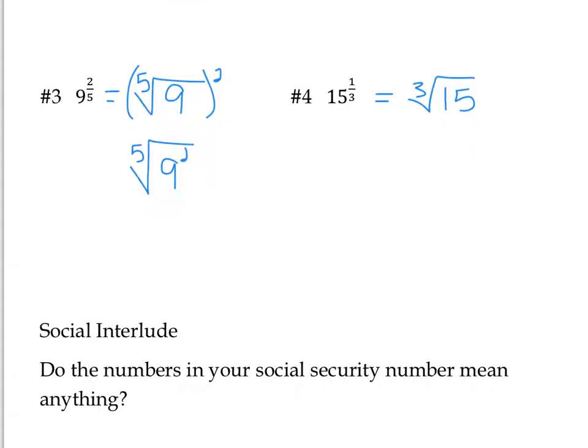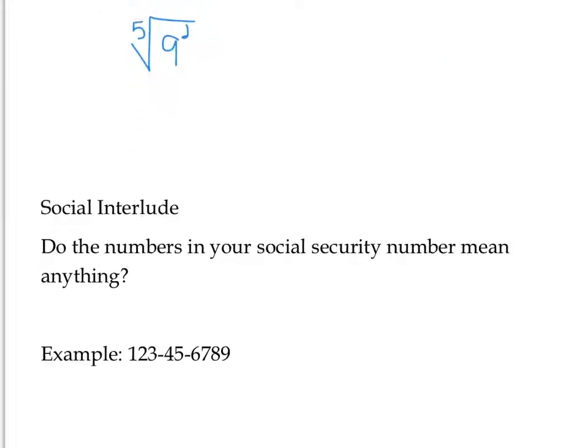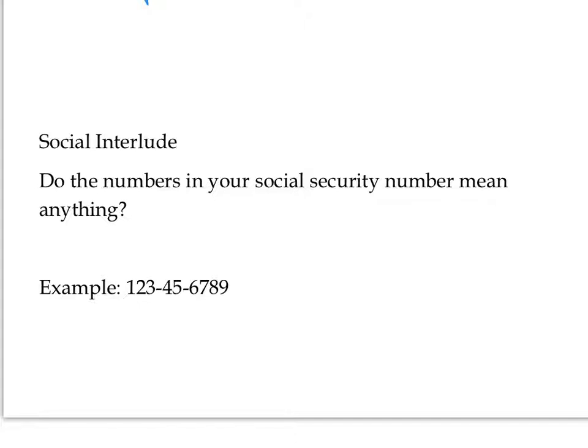A little break here. Social interlude, Social Security numbers. You have a Social Security number. If you don't know it, you probably should know it. Down the road, it's going to be something you use quite often in identifying yourself on particular documents, and in college you'll need it, and then beyond. So your Social Security number is important. It helps identify you. It's one of your primary pieces of really secure private information you should have.